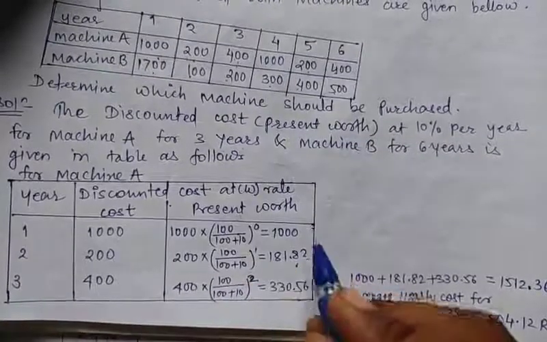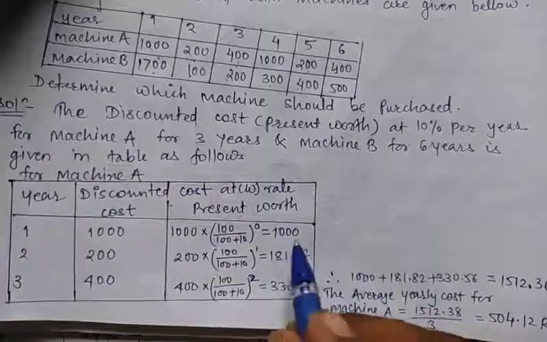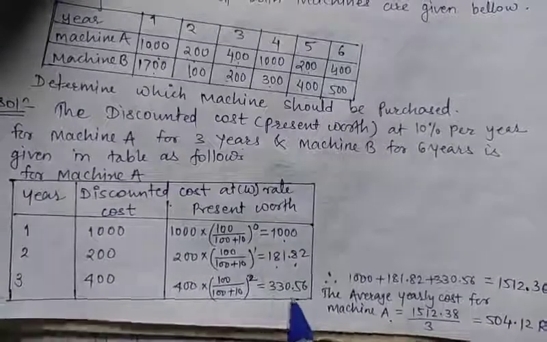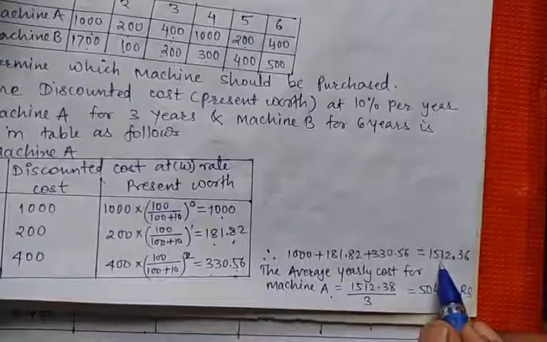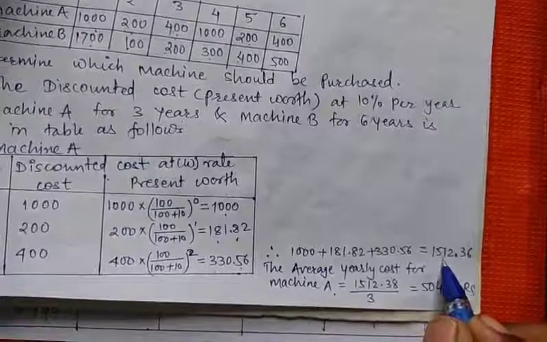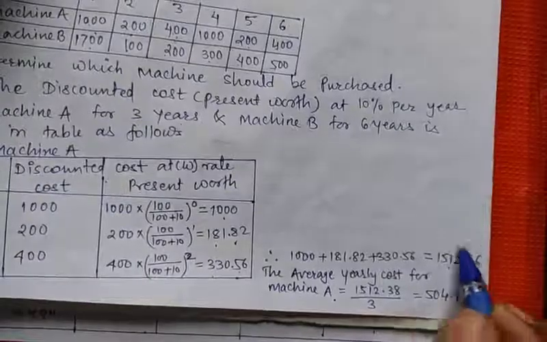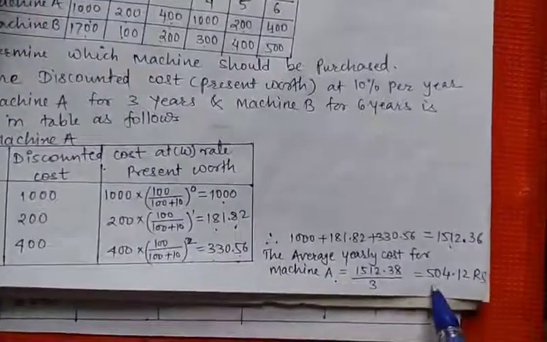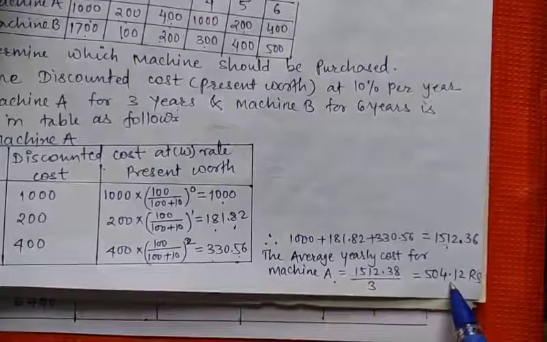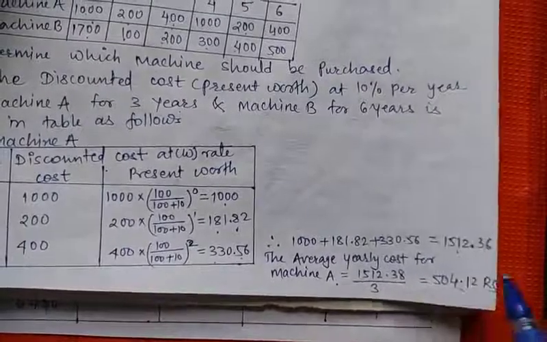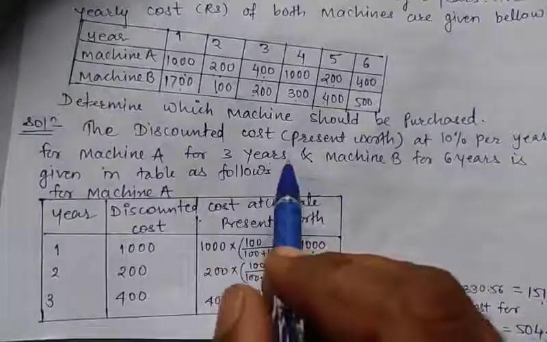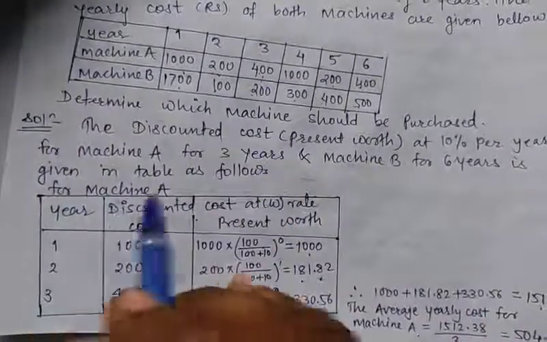Now let's calculate the average. The addition of these, 1000 plus 181.82 plus 330.56, is 1512.36. To get the average we divide this value by the number of years, 3, and we get 504.12 rupees. So this is the value for the first 3 years for machine A.